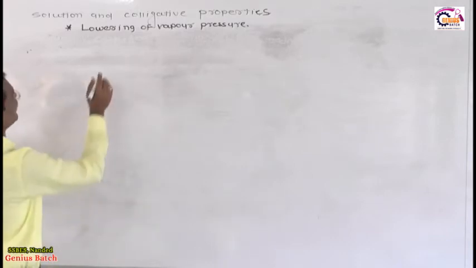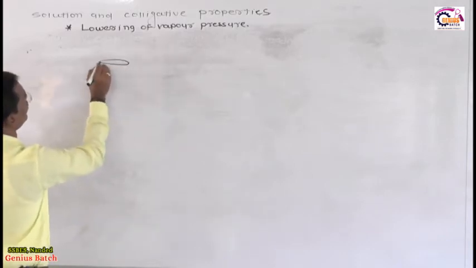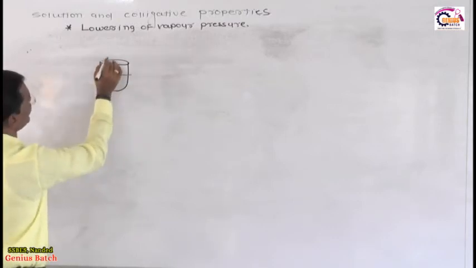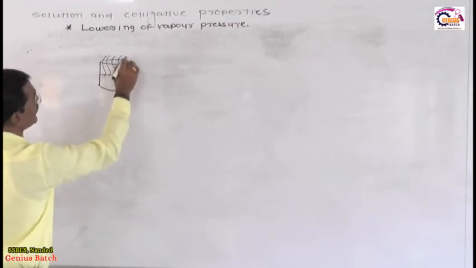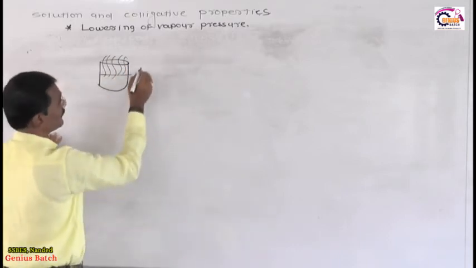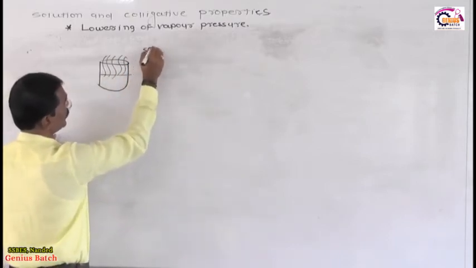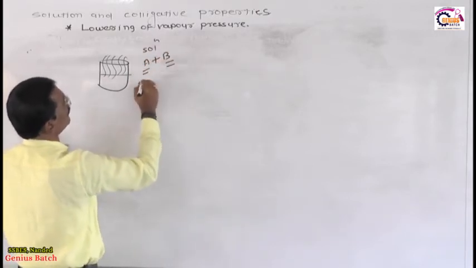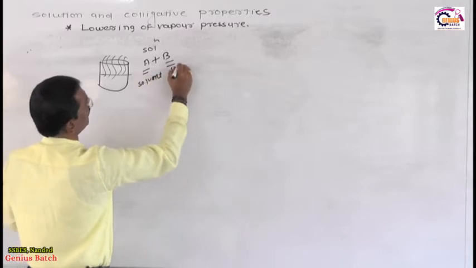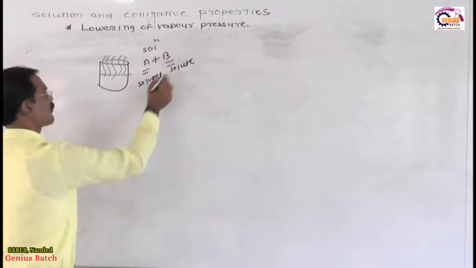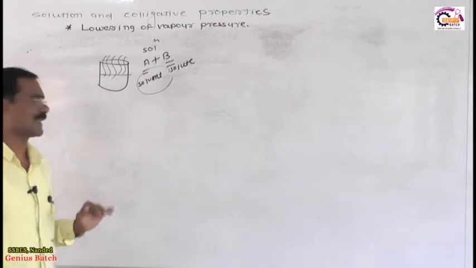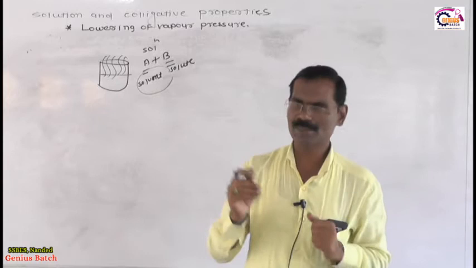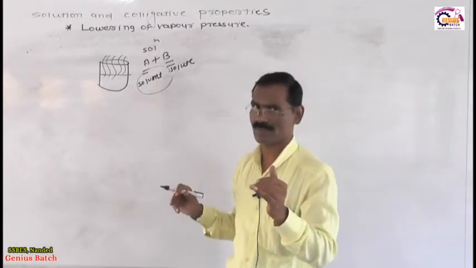Now, suppose for example I have one liquid, and this liquid is volatile. It means it has a vapor pressure. Suppose I prepare one solution, A plus B, where A is a solvent and B is a solute. What is the meaning of A? A is a solvent. What is the meaning of B? B is a solute. The solvent is volatile. It means the solvent has its own vapor pressure.